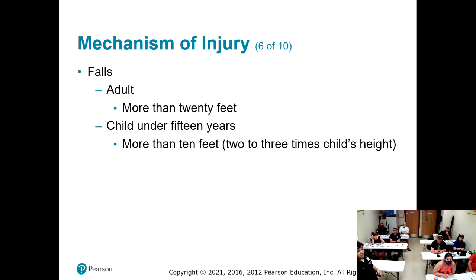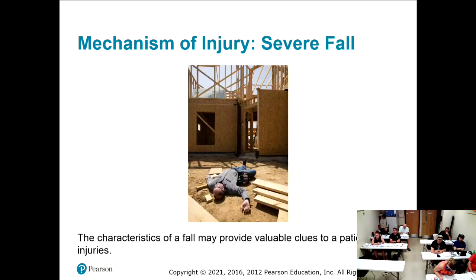All right, so another thing, falls. Adults, we're looking at serious injuries at more than 20 feet. More than 20 feet is considered a severe mechanism of injury that can cause serious harm. Children under 15 years, it's more than 10 feet, or 2 to 3 times the child's height. The way patients land can provide clues to injuries.